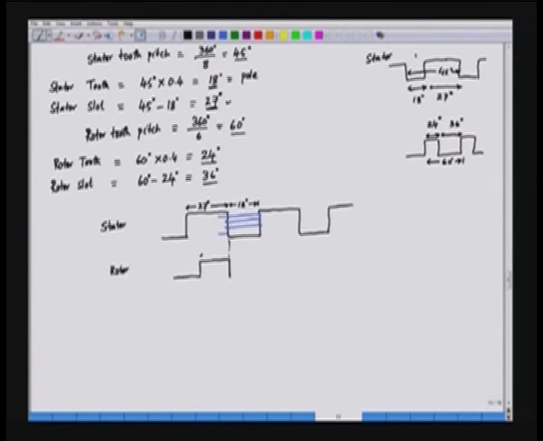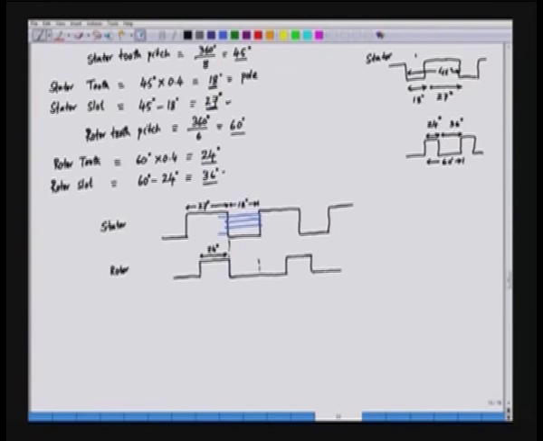This angle is 24 degrees, and then the rotor slot is 36 degrees. So, we will have here the rotor slot, this is 18, and then we have another 18 here, and this makes 36. And then again we have a tooth, in this case 24, and this will continue. So, this is the rotor structure.